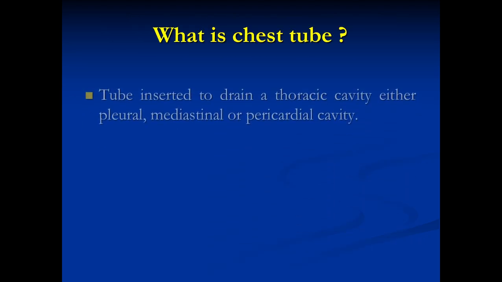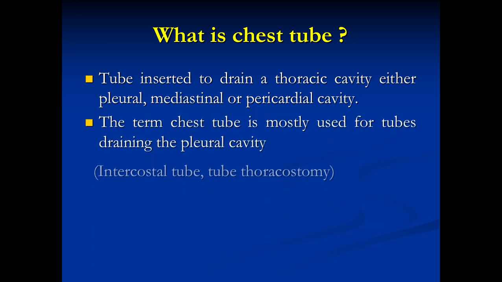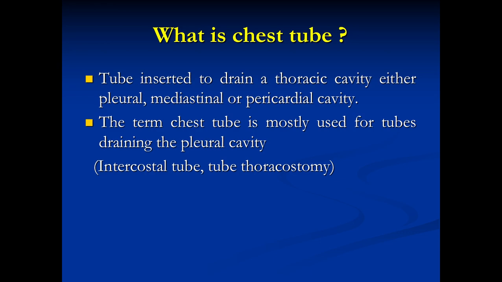What is the chest tube? A tube inserted into the thoracic cavity, either pleura, mediastinum, or pericardium. As we mentioned before, the term chest tube is mostly used for tubes draining the pleura, intercostal chest tube, or tube thoracostomy in general. But we know that a chest tube can be inserted anywhere in the thoracic cavity, either pleural, mediastinal, or cardiac.